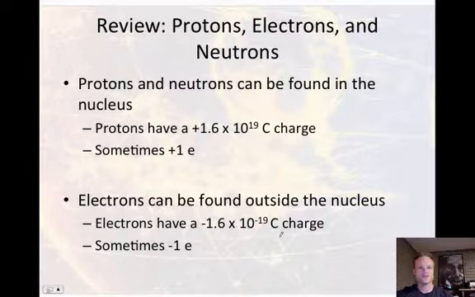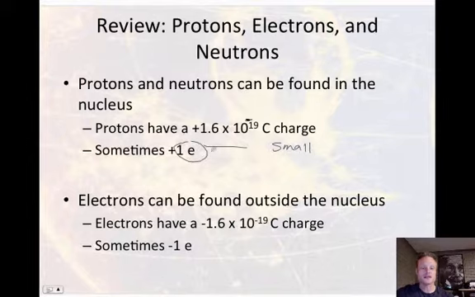Just a quick review on some concepts that we have seen already in class. Protons and neutrons are found in the center of the nucleus. Remember, protons are positively charged and neutrons are neutral. And protons have a charge of 1.6 times 10 to the negative 19th coulombs of charge. Okay, so it's a very small amount of charge. Because this number is kind of icky to write, sometimes people just call it one elementary charge, or 1e, so plus 1e.